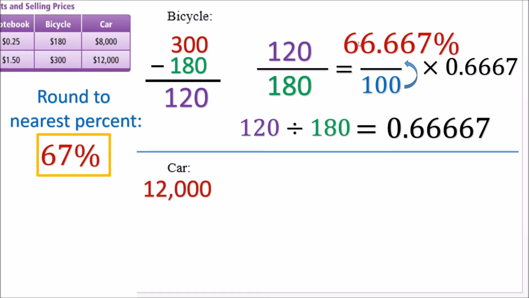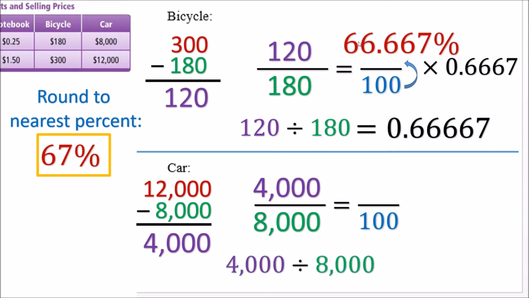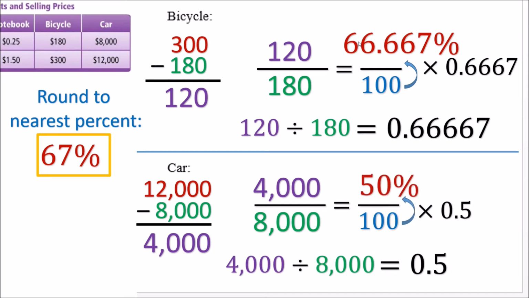So you should take $12,000 and subtract $8,000, which means that this car has been marked up $4,000. The 4,000 goes in the numerator. The original, or the cost in this case, is $8,000. If you divide these, you'll get 0.5, and that is a 50% increase.